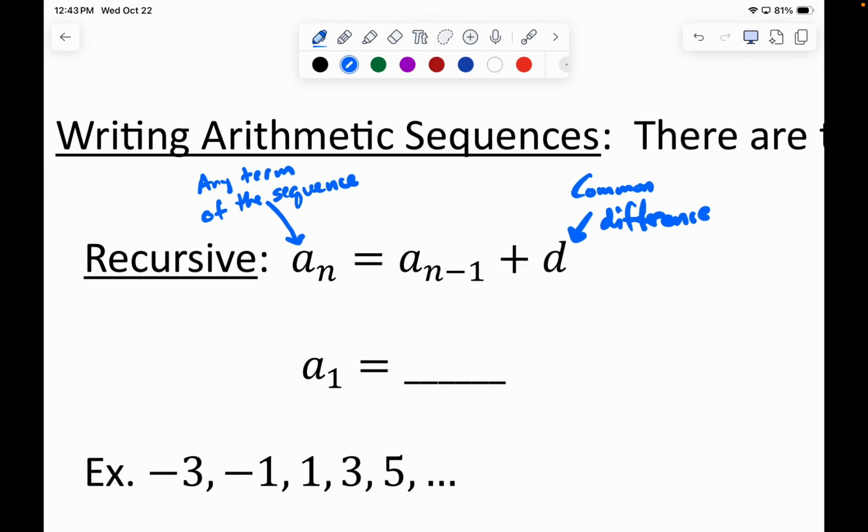Like down here, we're going to use this sequence that I just zoomed out to see. The terms of the sequence are just the numbers. The terms of the sequence are the numbers of the sequence. So I have -3, -1, 1, 3, and 5. Those are the first 5 terms of the sequence. That's all that means.